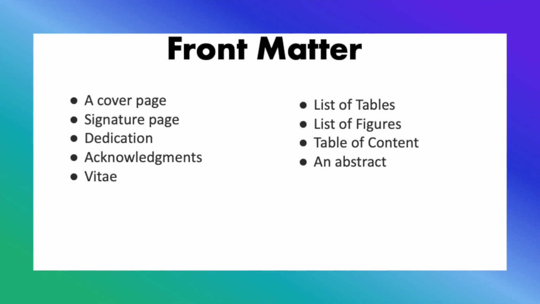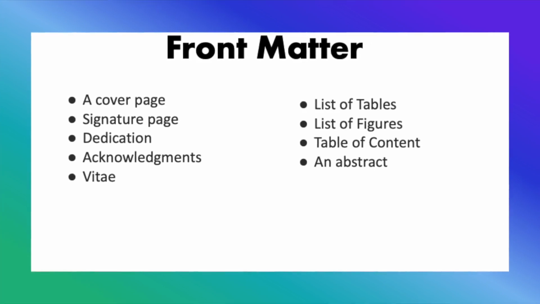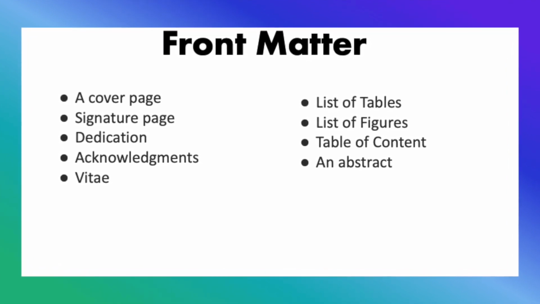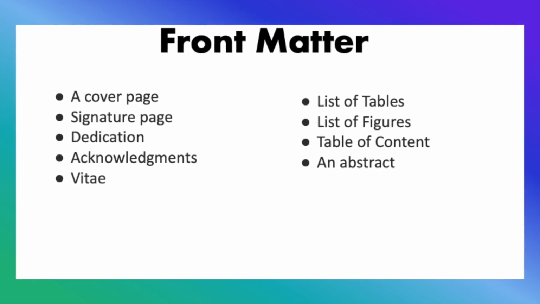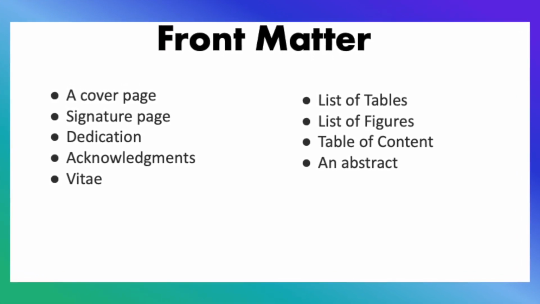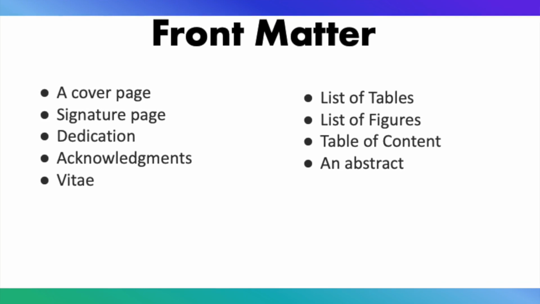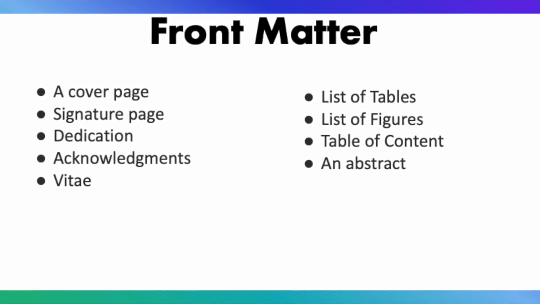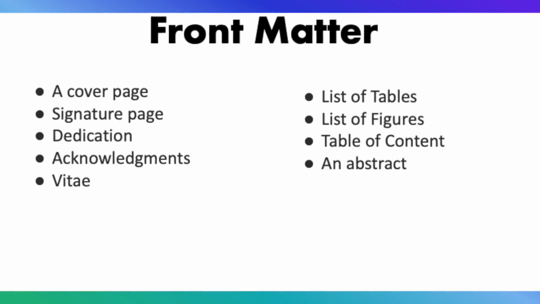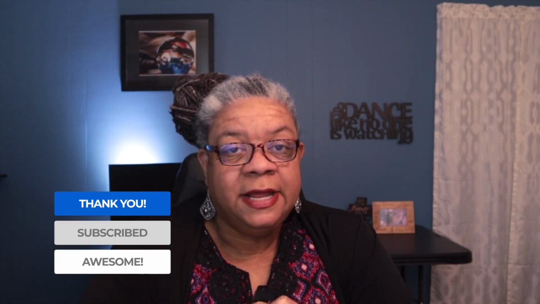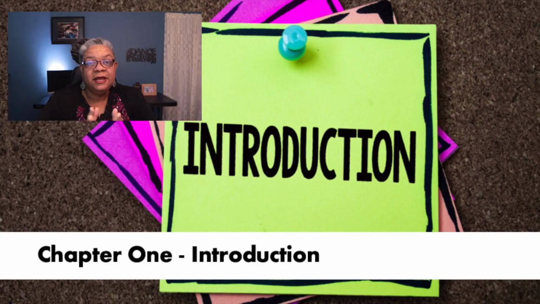Okay, your front matter should have your cover page, a signature page, the dedication section, acknowledgments, your CV, your vita information, which should be condensed down into maybe 2 or 3 pages, a list of tables that you have contained inside of your dissertation, a list of figures, your table of contents for your dissertation, and an abstract. So this is all the information that should be contained in your front matter. However, again, you want to check with your graduate school for their guidelines to ensure you have all of the correct information entered.